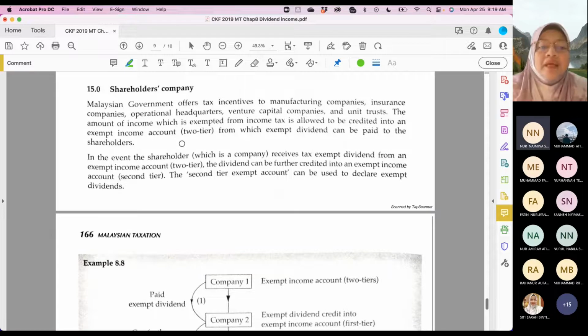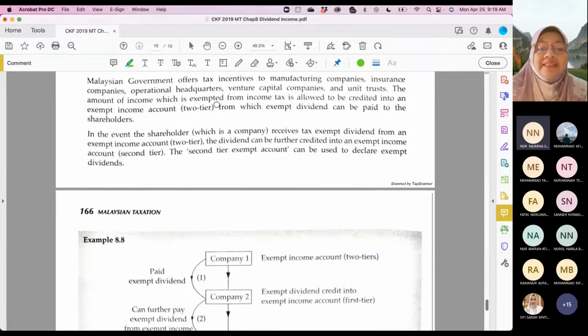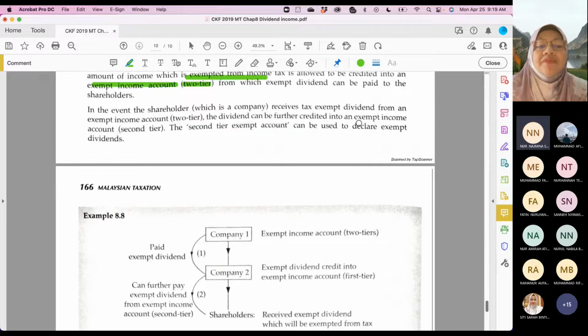So what happened here is that the Malaysian government offers tax incentives to manufacturing companies, insurance companies, operational headquarters, venture capital, and many other types of companies. The amount of income which is exempted from income tax is allowed to be credited into an exempt income account. From this exempt income account, the company can declare or give dividend to their shareholders. In the event the shareholder, which is a company, receives tax exempt dividend from an exempt income account, the dividend can be further credited into an exempt income account.